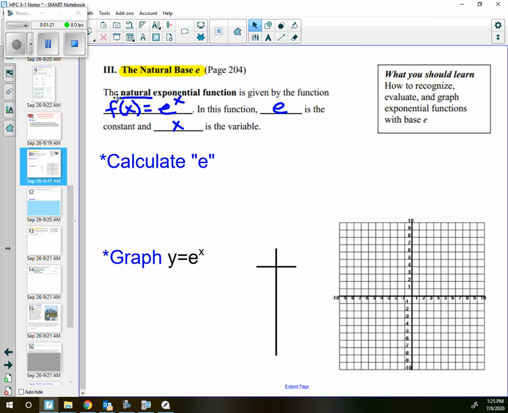So notice again the location of the variable. It's up in the exponent. That's why we call it an exponential function.